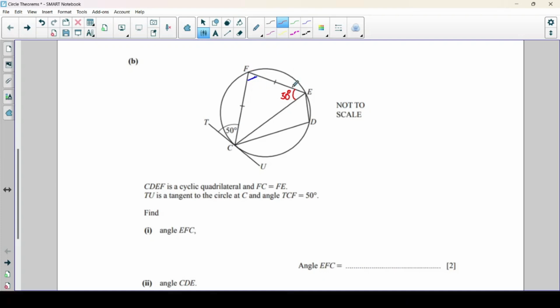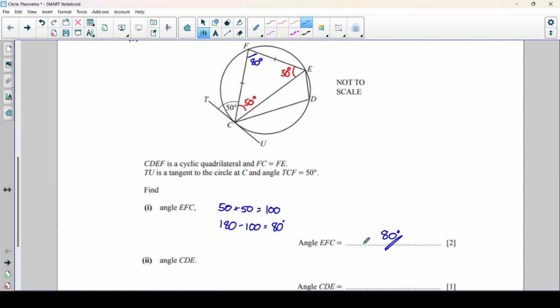Then these two sides, although they don't look it, we're told that they are equal. So it's an isosceles triangle. So this one is also 50 degrees. And now to find that remaining angle, we're going to add those two things up. So 50 plus 50 is 100. And then we're going to do 180 subtract 100, which gives us 80 degrees. So that one there is 80.